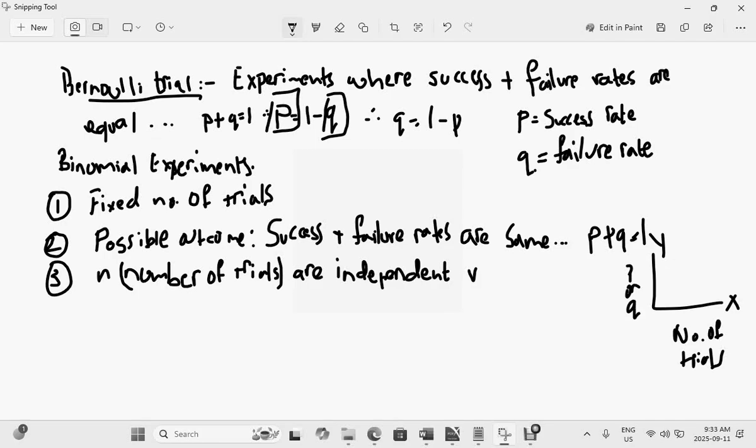So number of trials are independent and repeated, repeated using identical conditions. And this is just to be fair, so that you're not biased when it comes to results. Repeated using identical conditions.